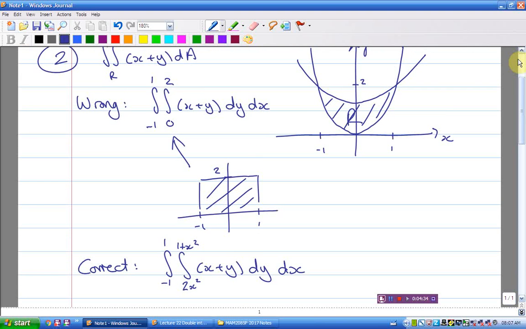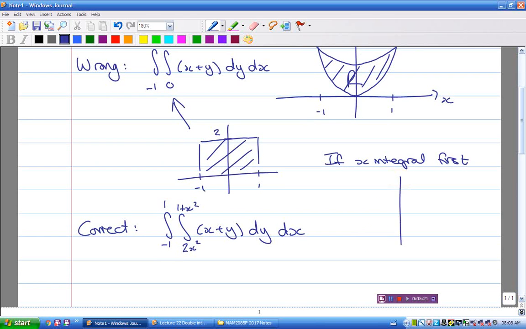Not difficult, just awkward. It would have been more awkward if I did the x integral first. The integrand itself doesn't care which one goes first, x or y, because it's just x plus y, nice and symmetric. But the region really does care, because if I do x first, x is interested in the horizontal extent of the region. So you read from left to right. You have to say, okay, what's the left edge of my region and what's the right edge of my region? And the answer to that question is going to be different depending on where you look in your region. If x integral first, what I'm going to do is chop up my picture into 3 regions.